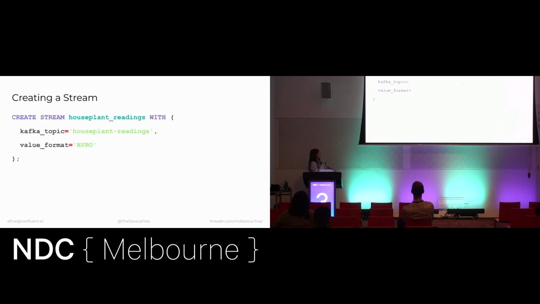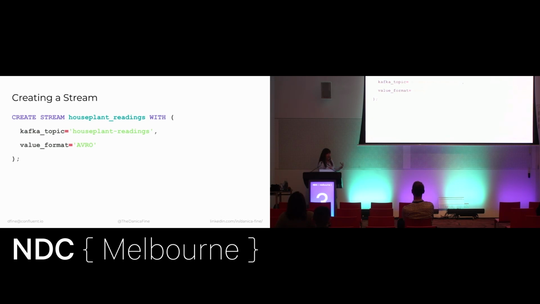So for the readings data, I'm probably going to put this in a stream, because every message on that topic is valuable. It describes the state of that plant, the moisture state of that plant. So every message is relevant, every message is valuable. We should put it in a stream.